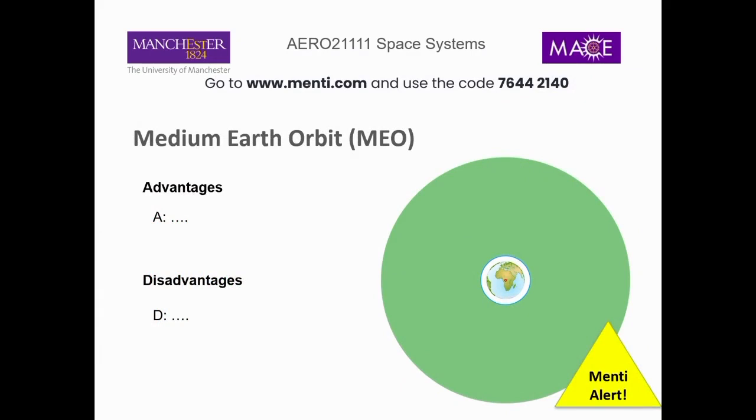Right, medium Earth orbit. We're on to the next one. What are the advantages and disadvantages of a medium Earth orbit? So remember, this is higher than a low Earth orbit, lower than a geostationary orbit, in that sort of weird cloud region that we saw in the first image. So again, just pop in some advantages and disadvantages. Feel free to have a chat with the people around you.